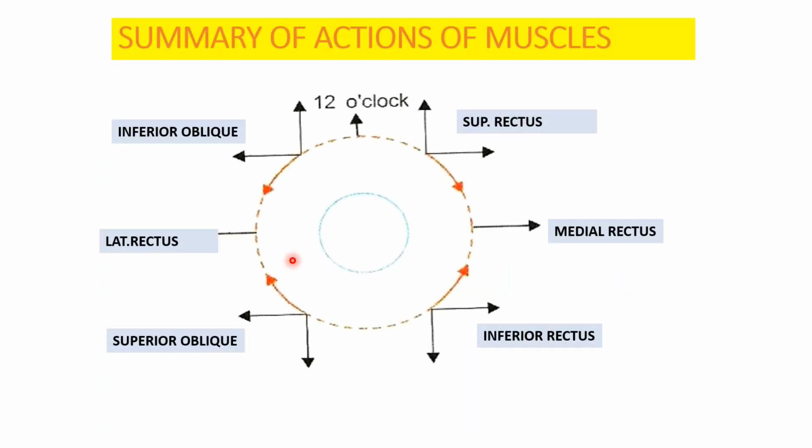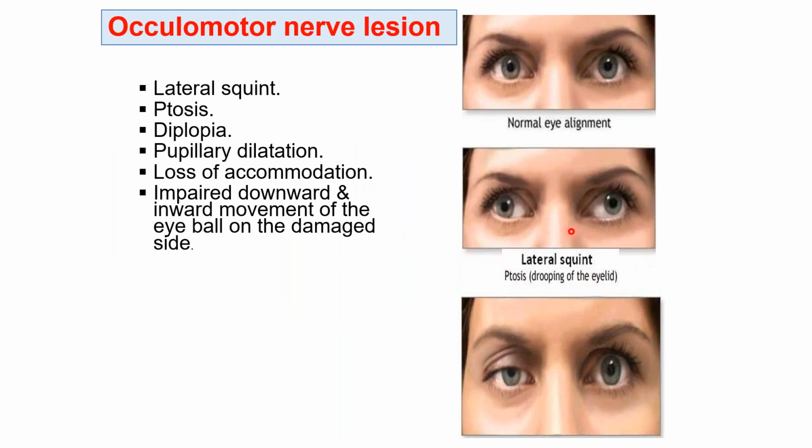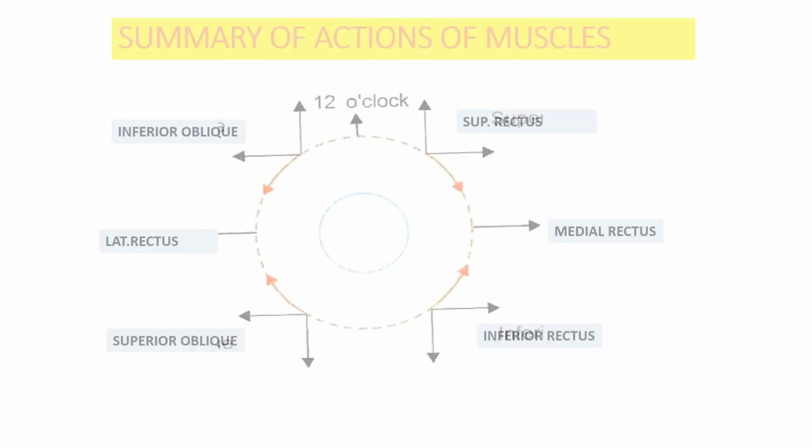So basically it is going to cause the lateral squint. Why? Because the medial rectus will be involved in the oculomotor nerve lesion, and because of the unopposed action of the lateral rectus, the center of the pupil is going to be deviated towards the lateral side. So remember, lateral squint will be found in an oculomotor nerve lesion.